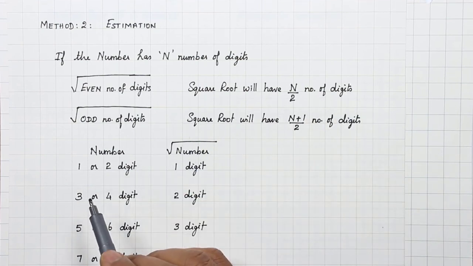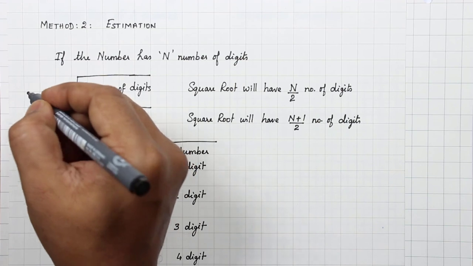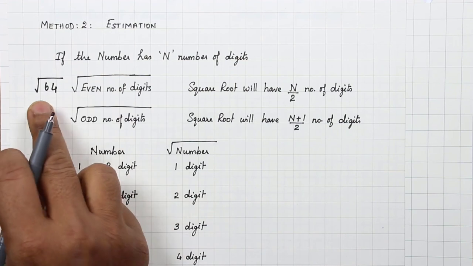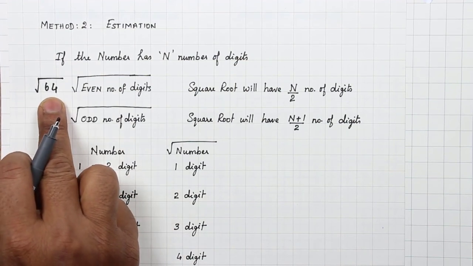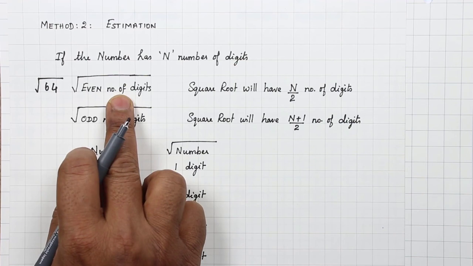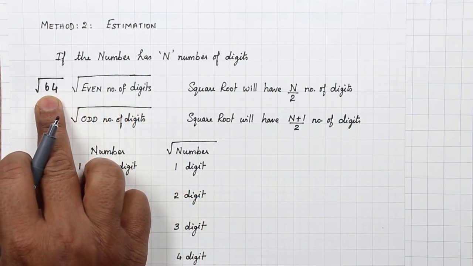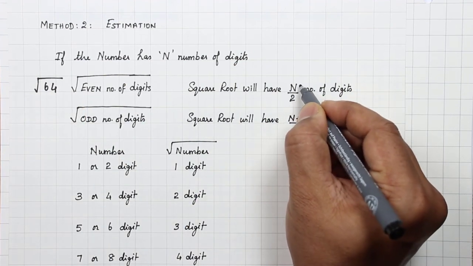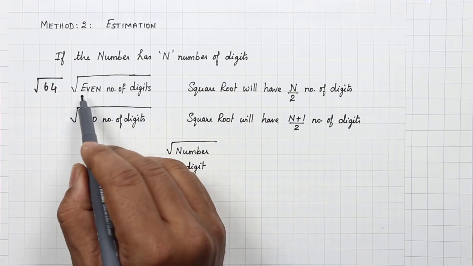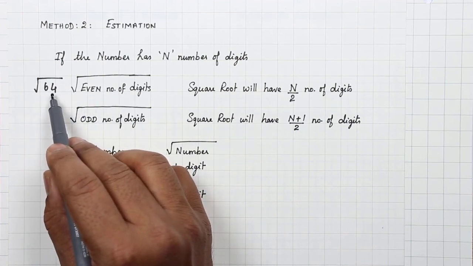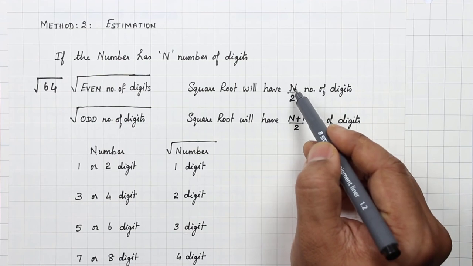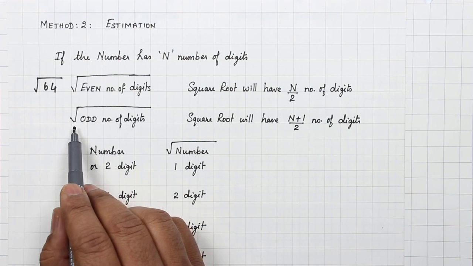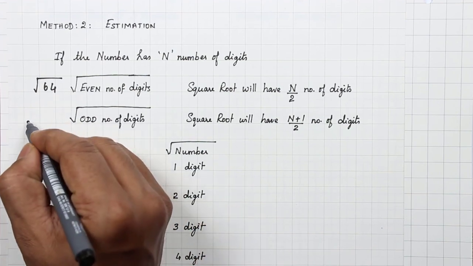Say for example, if I take a number which is, say, square root of 64. Now 64 has 2 digits, which means that it has an even number of digits. So if I have an even number of digits, capital N stands for the number of digits inside the square root. So the square root of this number is going to be 2 by 2 number of digits, which is 1 digit.